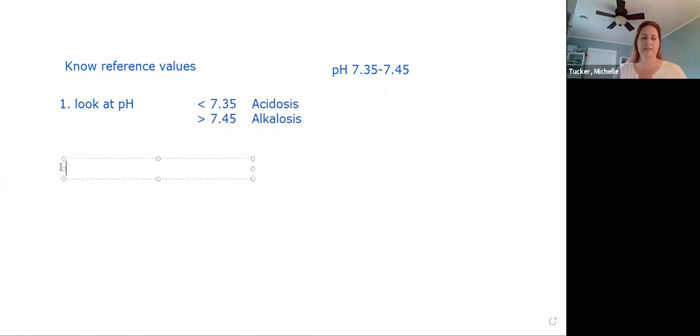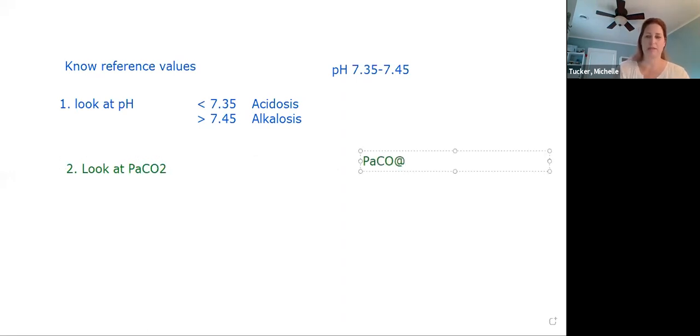And then the second thing to do is look at the partial arterial pressure of CO2. The range for PCO2 in millimeters of mercury is 35 to 45. So if it is outside this range, it could either be the cause or the compensating mechanism, and we will get to the difference between those.